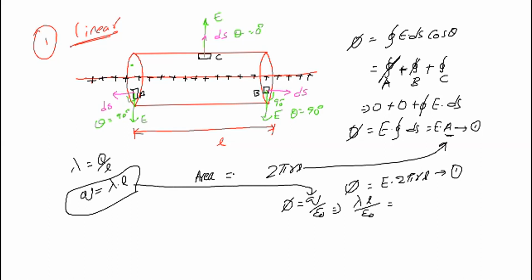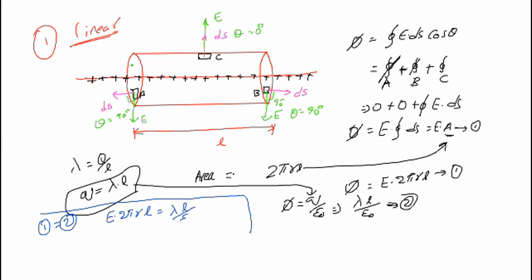So I'm going to equate the first and second equations. When I equate the first and second relations, the relation will be: electric field E into 2 pi r L is equal to lambda L by epsilon naught. Lambda L will get cancelled. So the electric field E is equal to lambda by 2 pi r epsilon naught. This is your final equation.